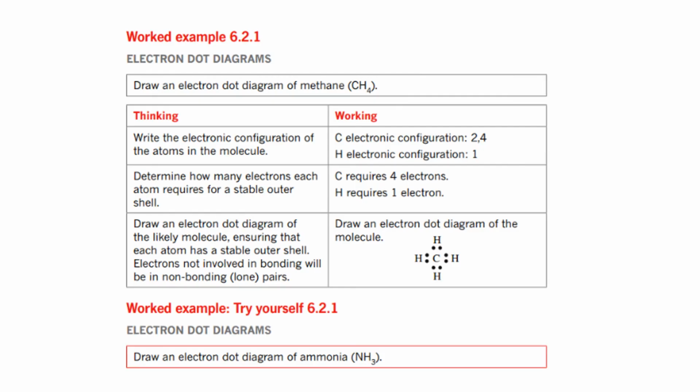Alright, so there's a worked example here. It says electron dot diagram, draw an electron dot diagram of methane. Electron dot is the Lewis diagram once again. It is different from the valence structure because in the valence structure, the shared electrons are represented by that particular line, whereas in this case they are represented by dots or crosses.